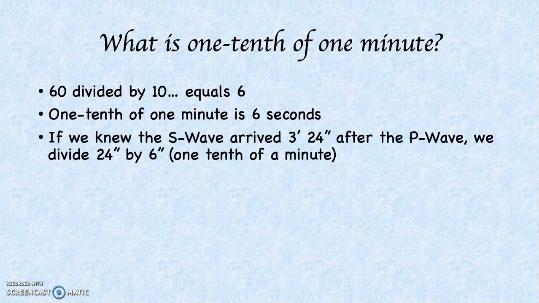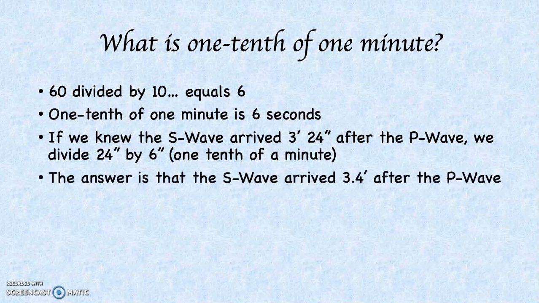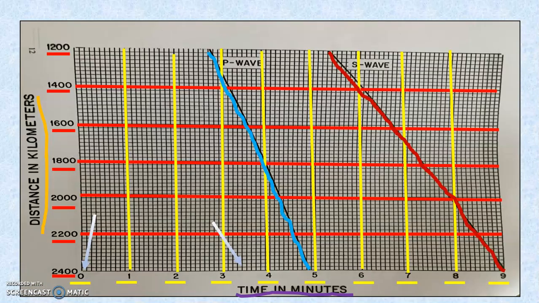If we knew the S wave arrived 3 minutes and 24 seconds after the P wave, to convert that to tenths of minutes, we would keep the 3 minutes, because you saw that these vertical lines represent the minutes. But we need to convert that 24 seconds into tenths of a minute. We would divide 24 by 6, which is 1/10 of a minute. 24 divided by 6 is 4. So the S wave would have arrived 3.4 minutes after the P wave. You have to be able to do this to be able to complete the lab today, at least successfully.